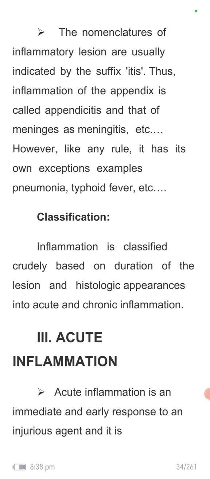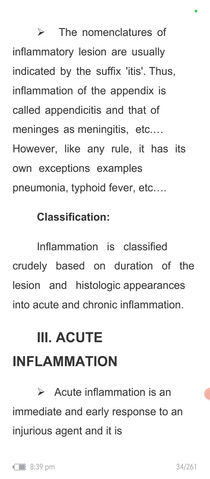Nomenclature. The nomenclature of inflammatory lesions is usually indicated by the suffix -itis. The inflammation of the appendix is called appendicitis and that of the meninges is called meningitis. However, like any rule, it has its own exceptions, examples: pneumonia, typhoid fever, etc.